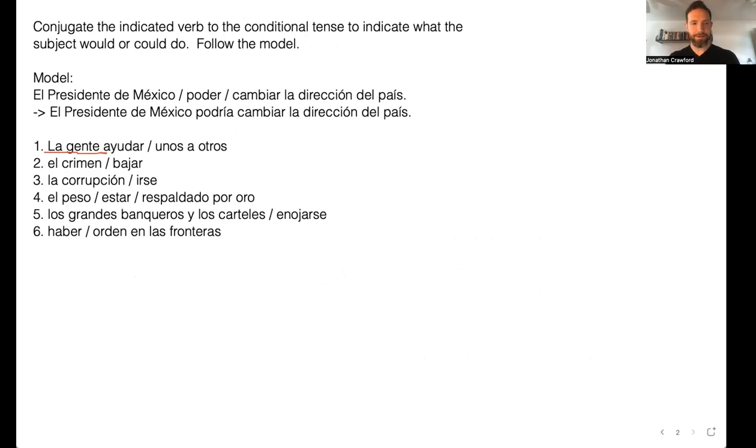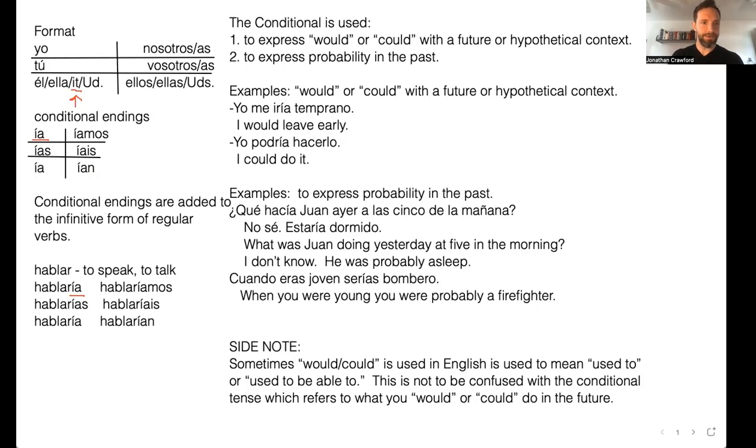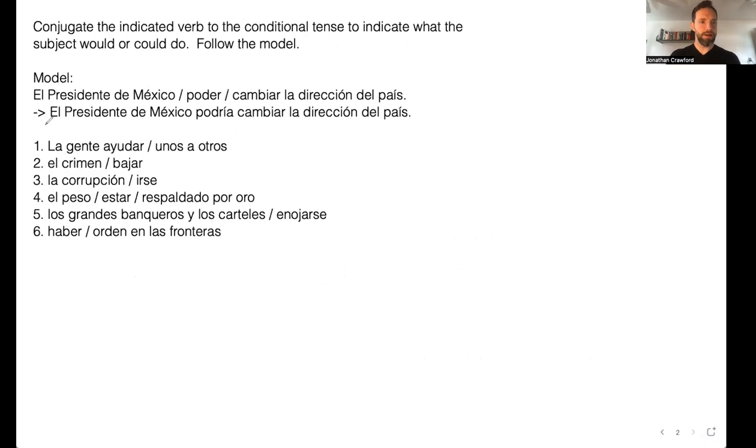And because it is singular, we have to use these conjugations. The subject is going to be singular third person, it. And so we have to use this conjugation right there. We say ella. And so we're going to go over here and we put la gente ayudaría unos a otros. Unos a otros. La gente ayudaría unos a otros. The people would help each other.